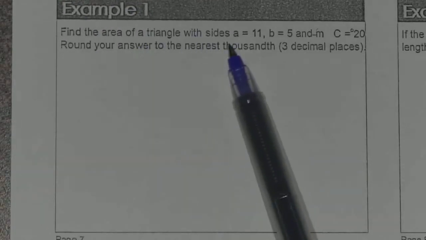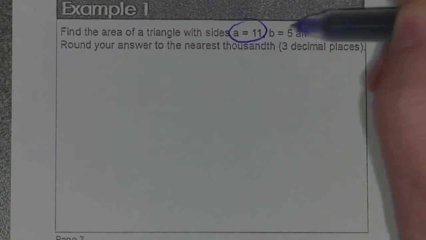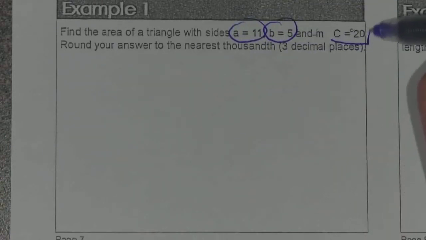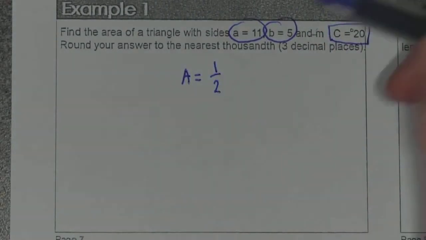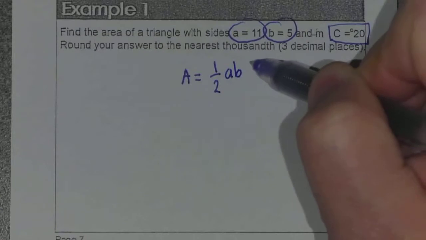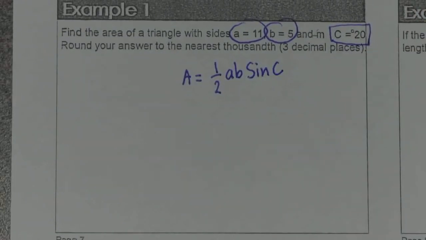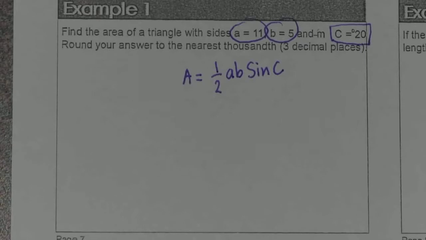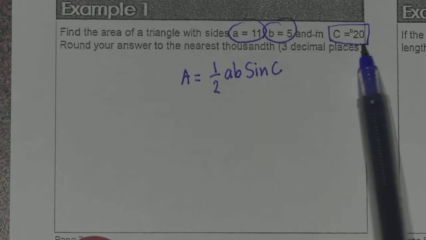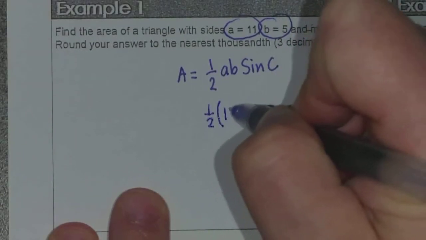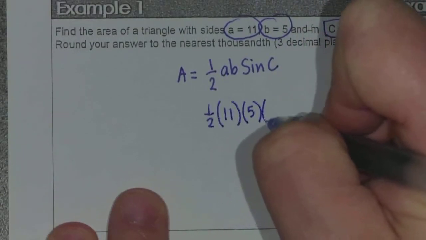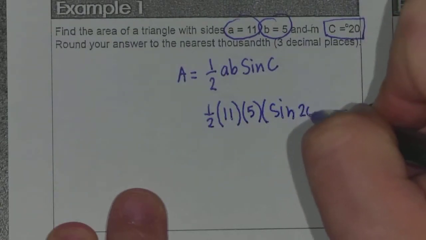It says find the area of a triangle with sides A of 11, B of 5, and angle C measures 20. So without even flipping back over, can you guys tell me which formula it's going to be? 1/2 of what? AB sine of C, right? That was what the formula was on the other side. Those are easy to memorize, aren't they? So we can memorize those formulas just by looking at the angle that we're using and then remembering we're using the other two sides. So 1/2 of A times B times the sine of C.